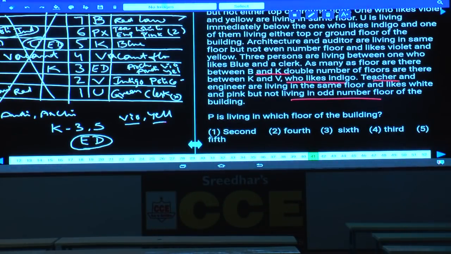As today we have discussed about this puzzles 1 to 5.